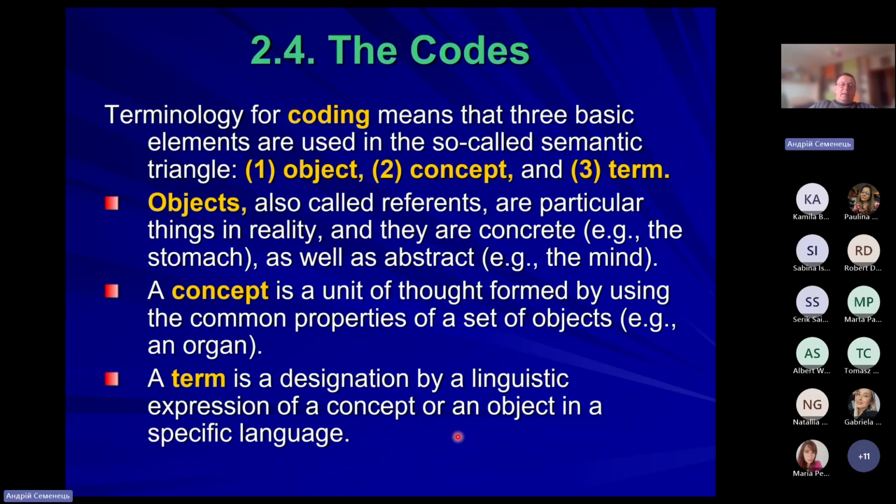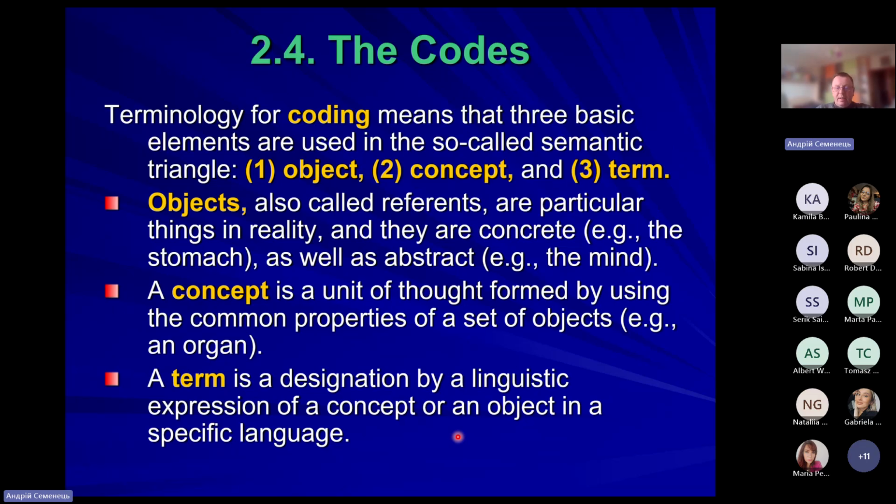And then time to dive even slightly deeper to get understanding what is coding itself. So when we talk about coding in general principles, not specific related to any area, not only limited by medical concepts, it means that we deal with three basic elements, or the so-called semantic triad: object, concept, and term.